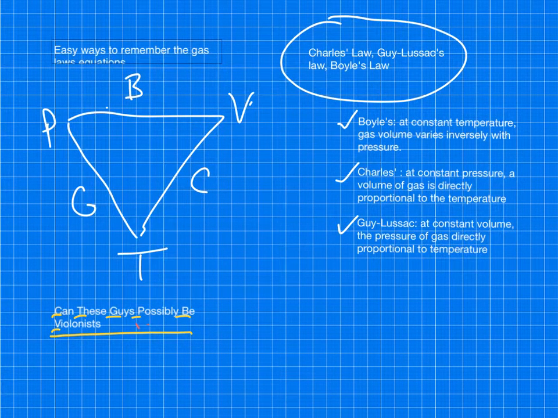And as you see down below the triangle, I wrote the mnemonic out. Can these guys possibly be violinists? Starting with the C on the right-hand side of the triangle and going in a clockwise fashion. So at the right, looking at Boyle's law, at a constant temperature, gas volume varies inversely with pressure. So Boyle's law is here, and the constant of temperature, T, is directly across from Boyle's law. So that means the varying gas parameters are going to be pressure and volume. So pressure's here and volume's here.